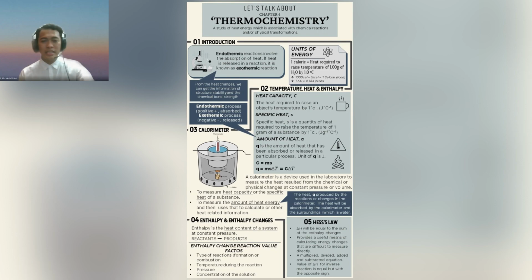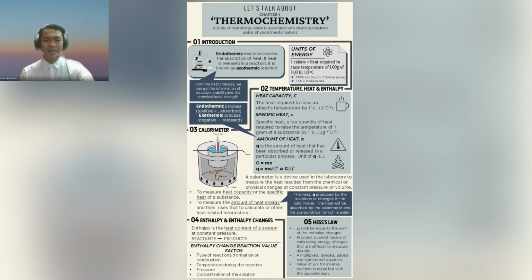Next, I will present about temperature, heat, and enthalpy. Firstly, heat capacity. The symbol is C. It is the heat required to raise an object's temperature by 1 degree Celsius, in joule per degree Celsius (J °C^-1). Second, specific heat. The symbol is S. Specific heat is the quantity of heat required to raise the temperature of 1 gram of a substance by 1 degree Celsius, in J g^-1 °C^-1.